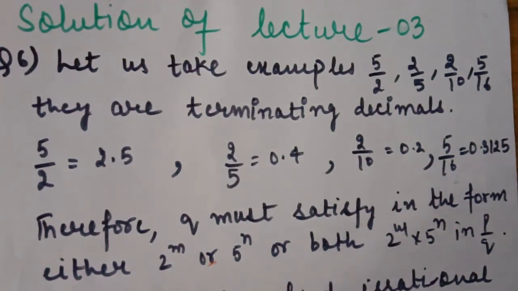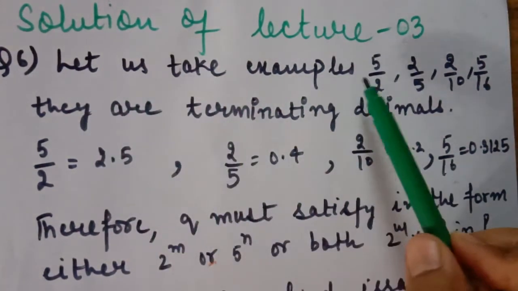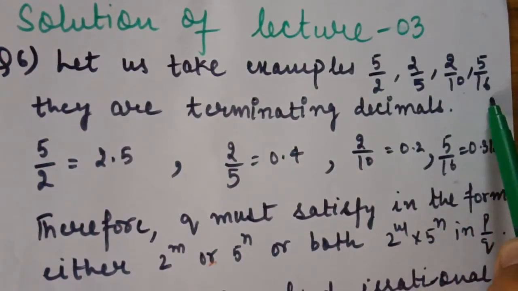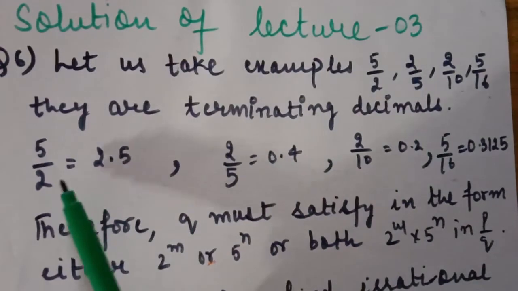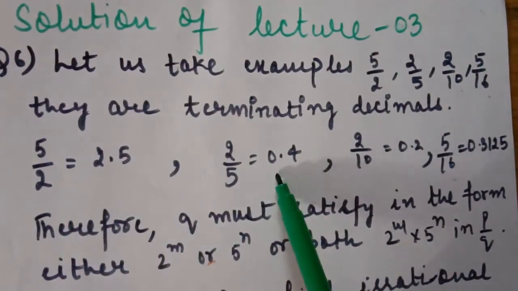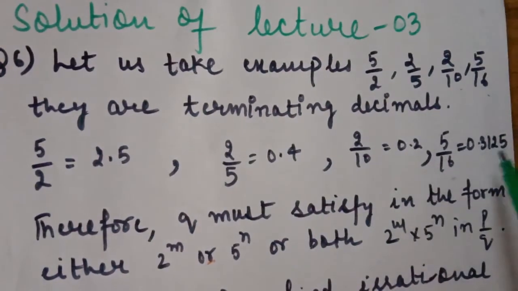Can you guess which property q must satisfy? It means in this question we have to show that if we take some examples of terminating decimals, then there is a property of q which all the examples must satisfy. So let us take some examples: 5 upon 2, 2 upon 5, 2 upon 10 and 5 upon 16. They are all terminating. If you have any doubt, then see it. The answers are 2.5, 0.4, 0.2 and 0.3125.